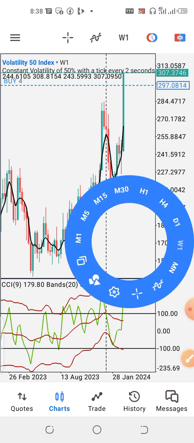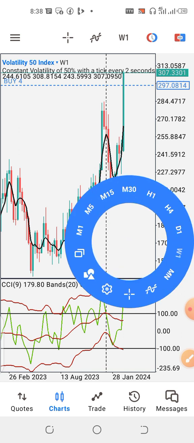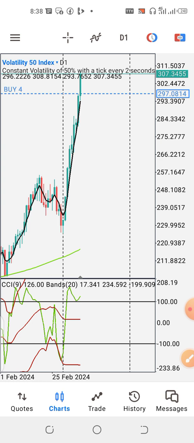Then let's go to our daily time frame. Guys, what are you seeing when I enter this trade? Our daily time frame, the candlestick was equally showing the green candlestick. Are you seeing the green candlestick? When I entered, the green candlestick was just starting because I entered in the morning. And the closing candlestick is also green, showing that this is a buy, guys.